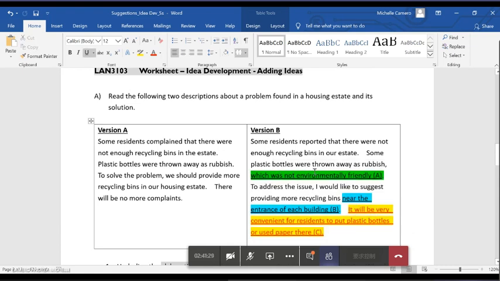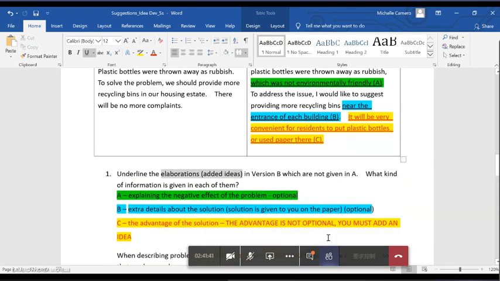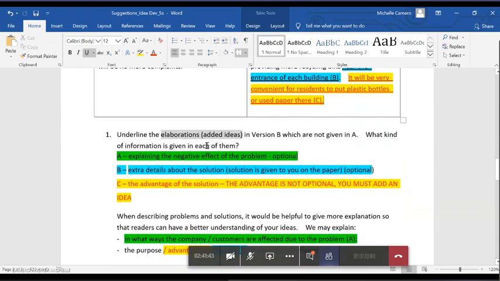We've got an idea added here in green, and that's A. We've got an idea added in blue, that's B. And then we've got an idea added here in red and yellow. It's red and yellow because it's super important, and that is C. Let's talk about these. So it says underline the elaborations or the added ideas, which I've underlined for you in version B, which are not in A. So what kind of information is given in each of them?